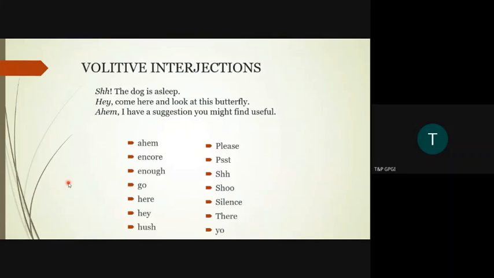You can use, or in capital letters, go, exclamation mark. Okay, shoo, or silence, there, yo, please. So you can use them in the best way you can. So, shh, the dog is asleep. That's an example. Or, hey, come here and take a look at this butterfly. Or, I have a suggestion you might find useful. Before starting a sentence, if you want to attract the person's attention, you say, I have a suggestion you might find useful.